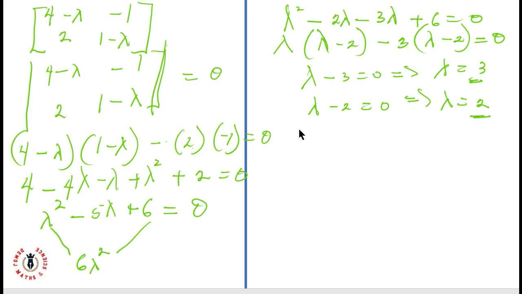So our eigenvalues are 3 and 2 for this 2 by 2 matrix. With this, I hope you understand how to find the eigenvalues of a 2 by 2 square matrix.